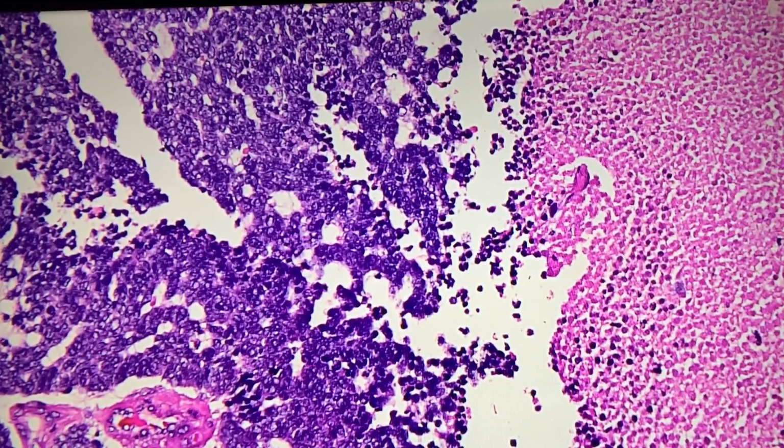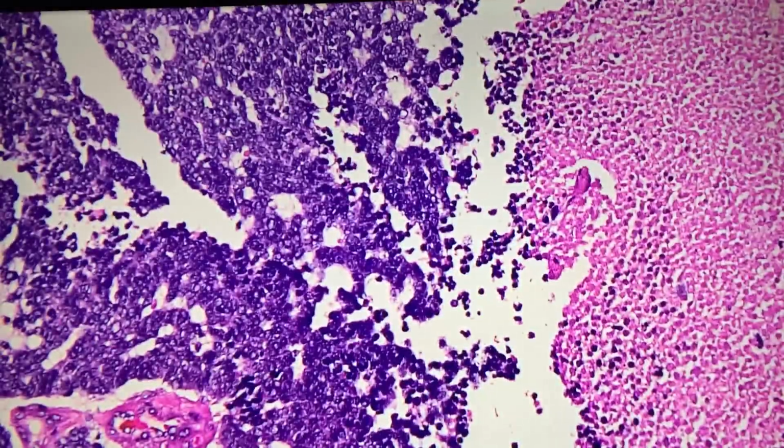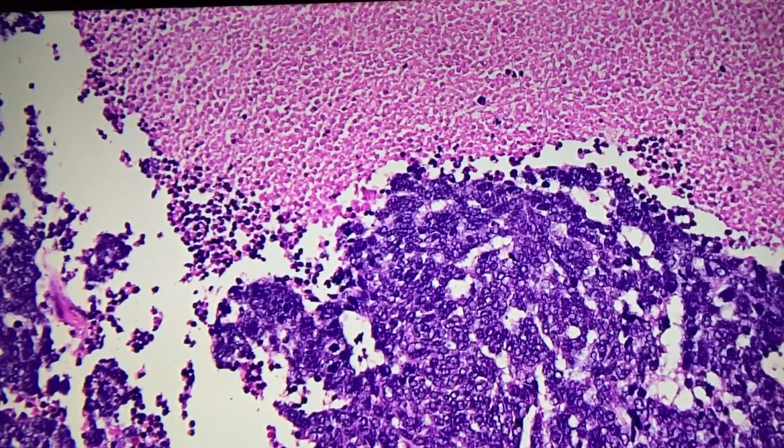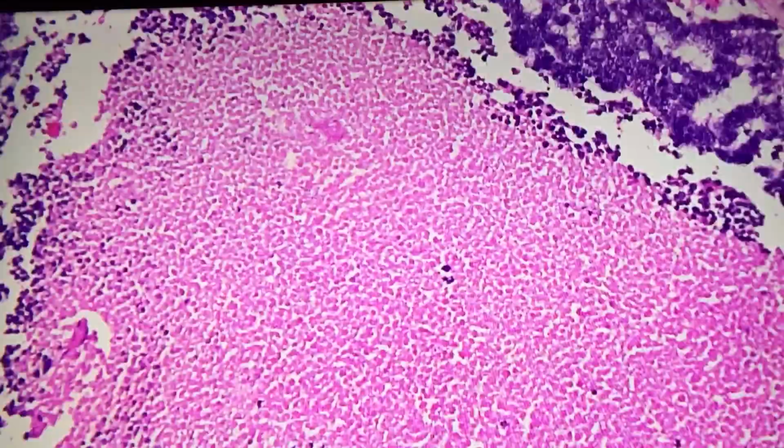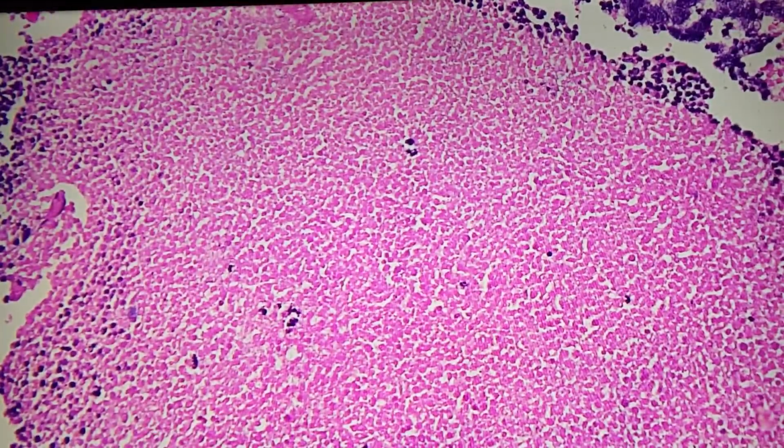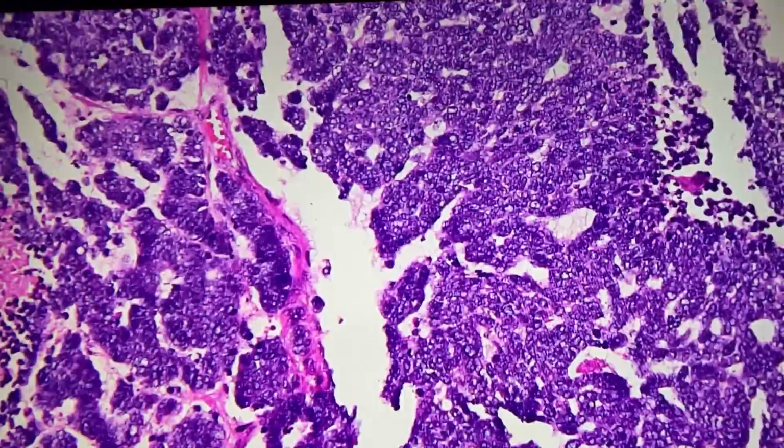So very basophilic, very high nuclear rate, and very high N/C ratio. That's correct. And of course there's necrosis, right? So I don't want to show it. Show that again. I'll show you the lesion.